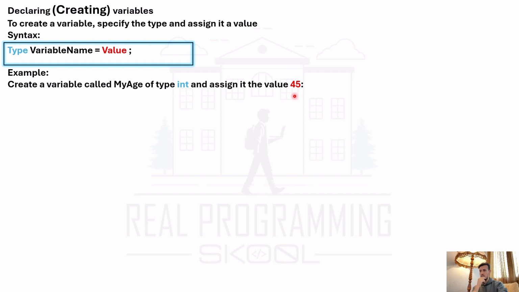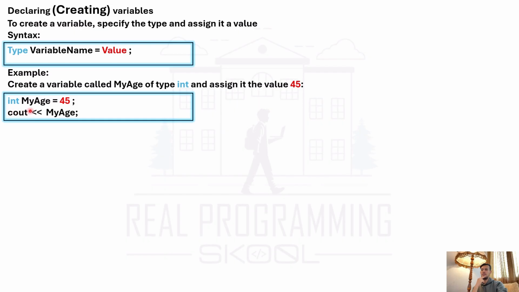All right, so when they give us this example, create a variable called my age, it means the variable name will be my age, and the type integer means it will be a whole number like this. Assign it the value 45. So let's see how it will be. Integer my age equal 45. We assign the variable called my age the value 45, and after that we print it. cout less than my age. The compiler will print for me on the console screen 45.